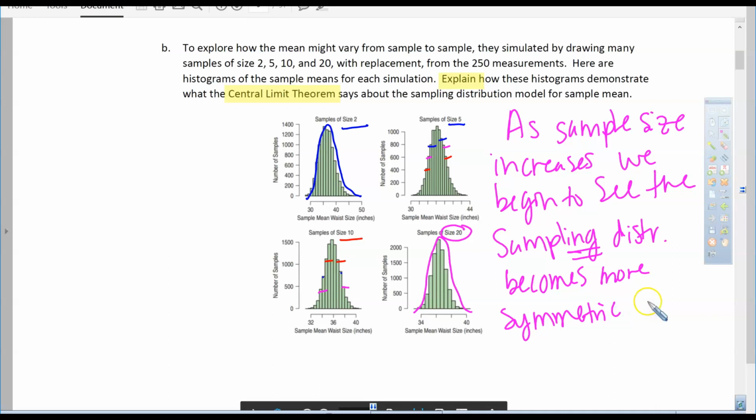And normal in shape. Okay, so that's pretty much what the central limit theorem says, that as your n starts to get bigger, your distribution starts to begin to look more like the normal model.